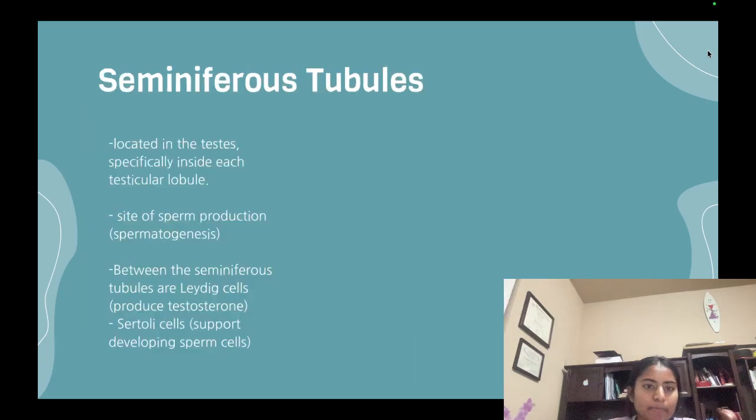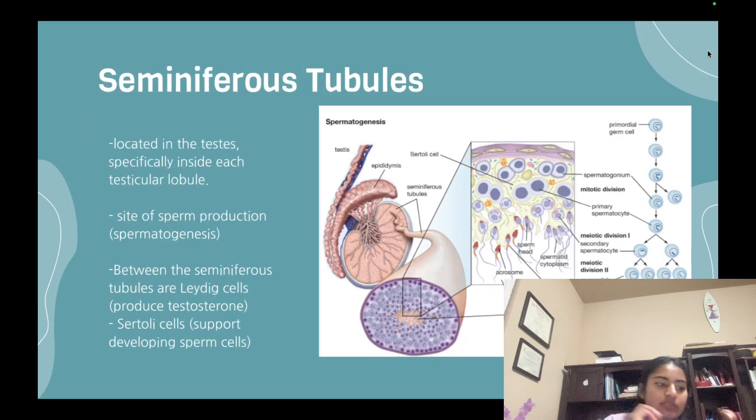So we'll talk about the seminiferous tubules next. These are located within the testes.